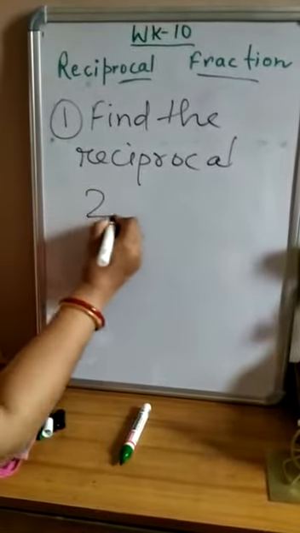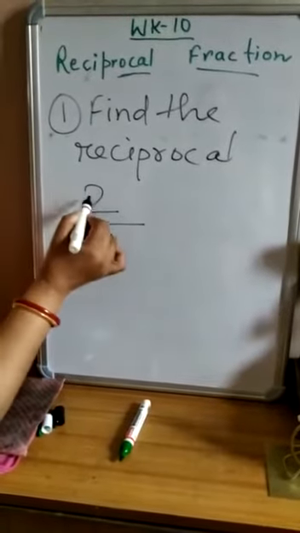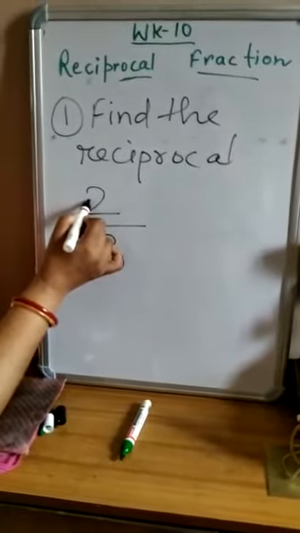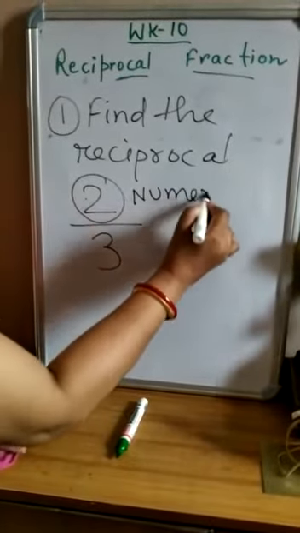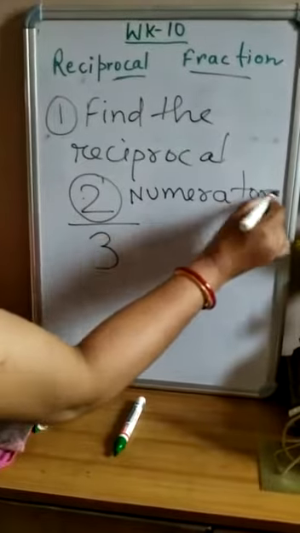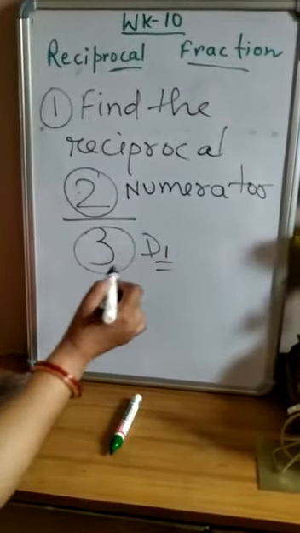Numerator becomes denominator and denominator becomes numerator. Let us take the example 2 by 3. 2 by 3 is a fraction. What is the numerator of 2 by 3? It's 2. 2 is the numerator, children. And what is the denominator? 3. 3 is the denominator.